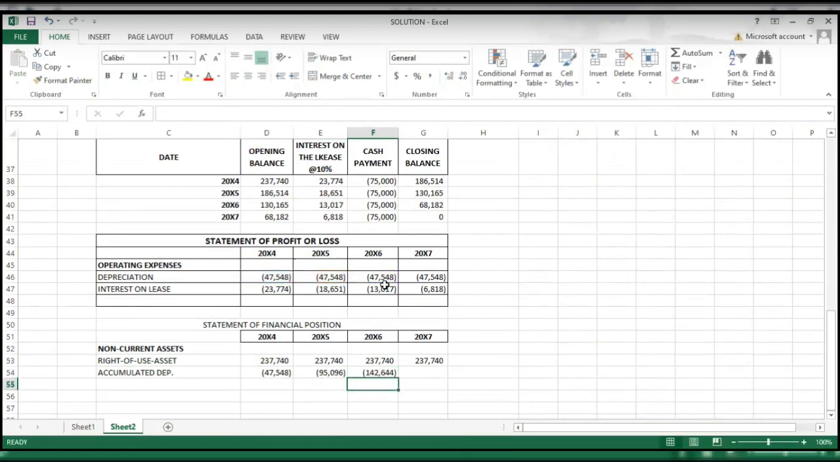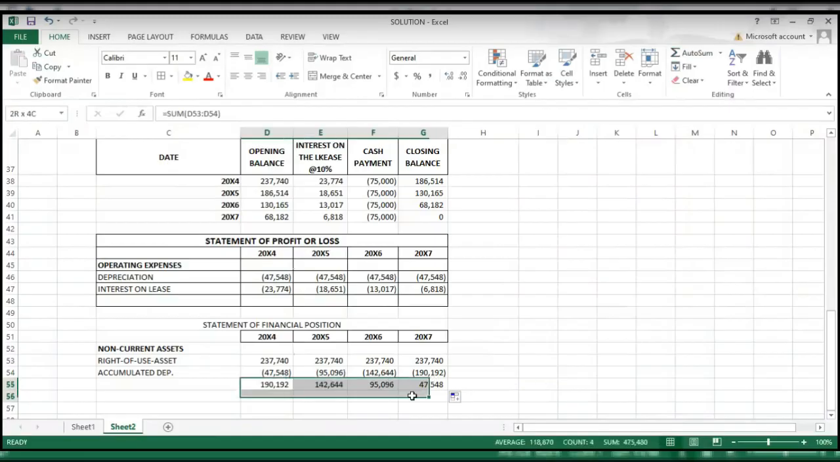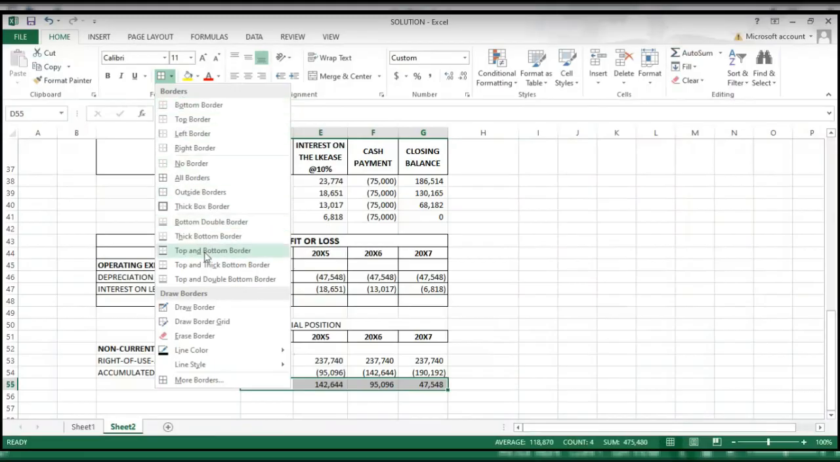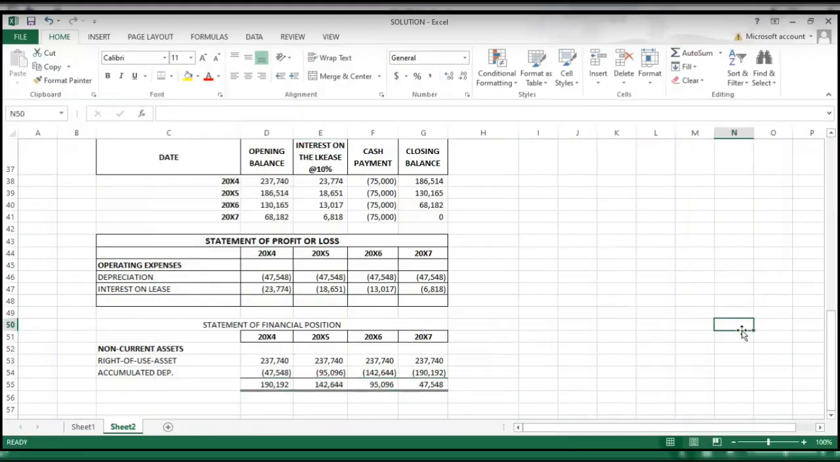That's the accumulated depreciation. And here it's going to be this plus this plus this plus this. So we can net it off to determine the carrying amount. This is the carrying amount for each year. You can see that's the carrying amount of the assets under non-current assets. This is how this will be treated.